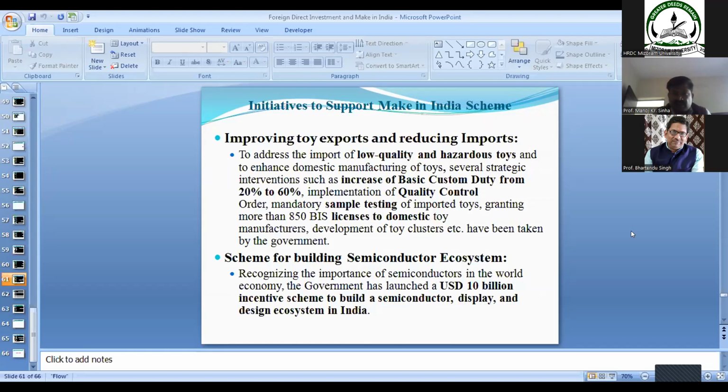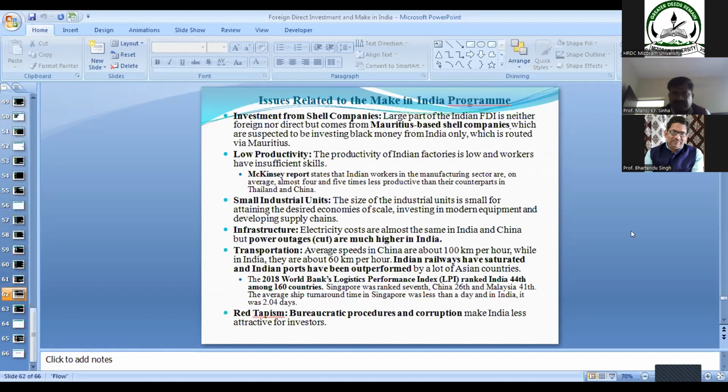Schemes for building a semiconductor ecosystem. Under Make in India schemes, recognizing the importance of semiconductors in the world economy, the Government of India has launched a US$10 billion incentive scheme to build a semiconductor, display and design ecosystem in India. There are certain issues related to the Make in India program.